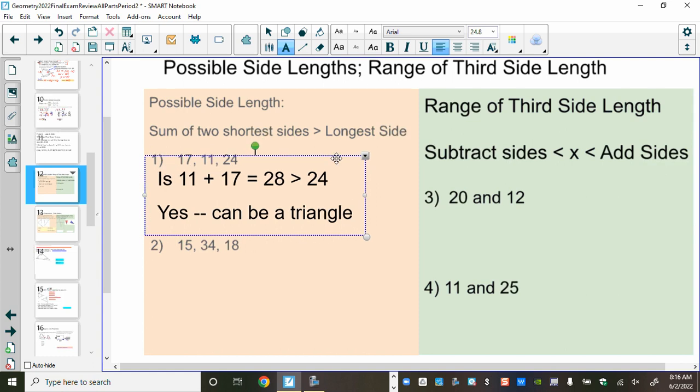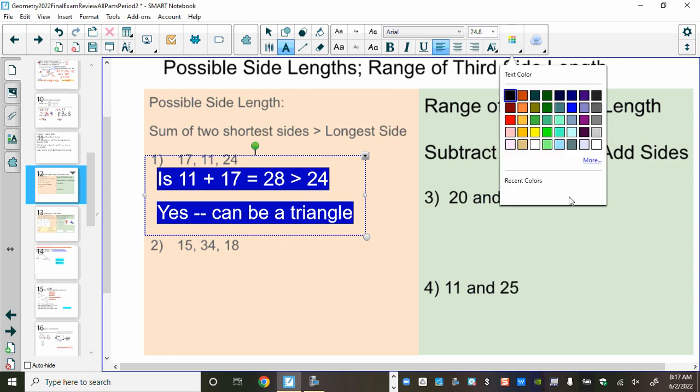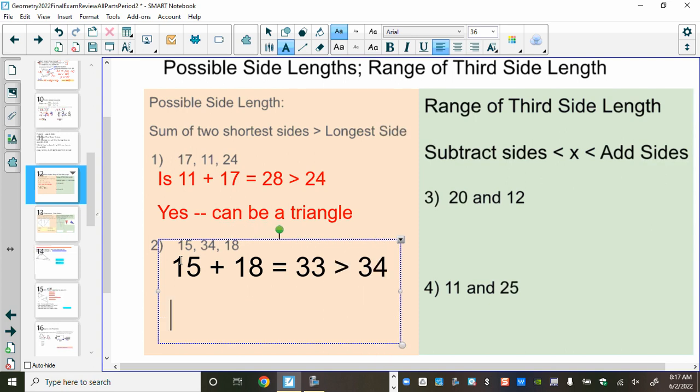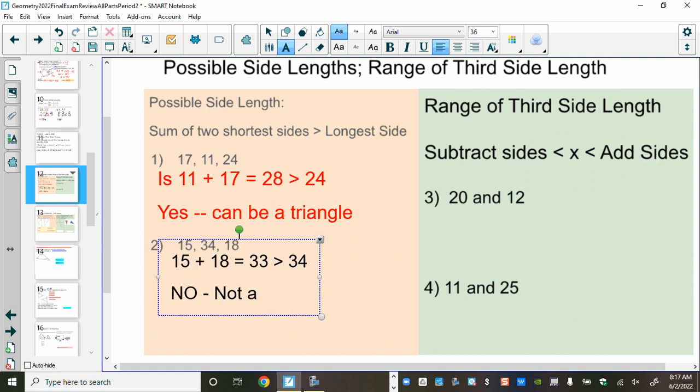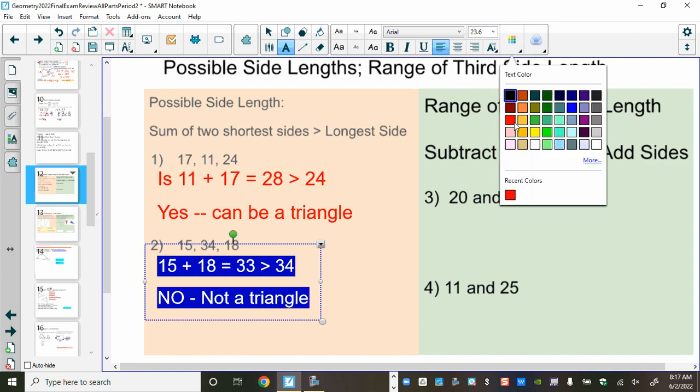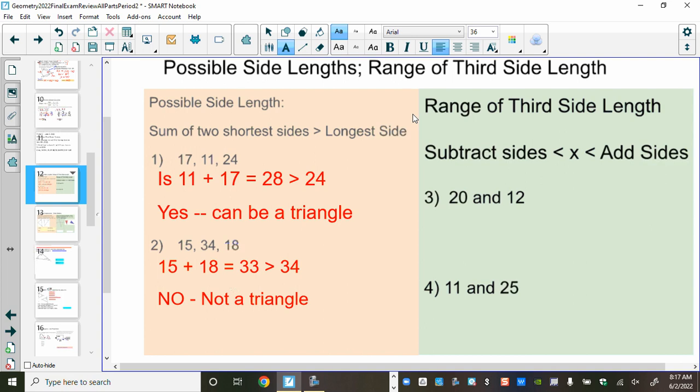Now watch the order. These two are obviously smaller than the last one. Well, what about the next one here? What does that equal? What's 15? Is 33 bigger than 34? No. Not a triangle. That's all you have to do. Okay, questions?